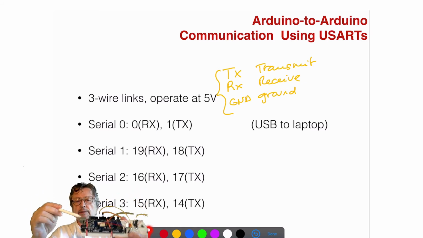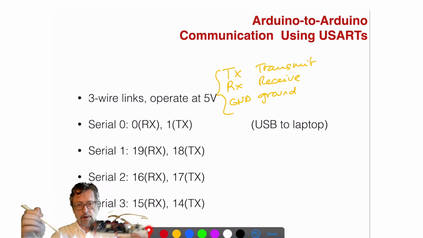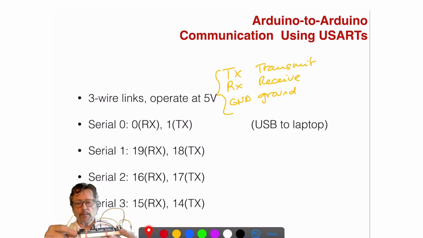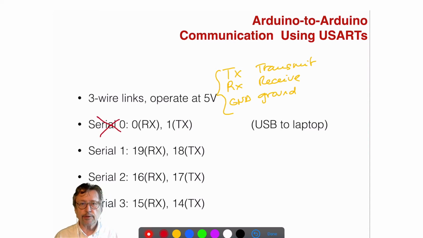So in general, we're not going to use serial 0 for our own connection to other devices, because it's going to be used either as power to power our Arduino from a USB cable, or for programming it and getting information to the serial monitor. So usually serial 0 we don't use, because it's used by the USB connection. But we have three that we can use: serial 1, serial 2, and serial 3. And the pin numbers are here.